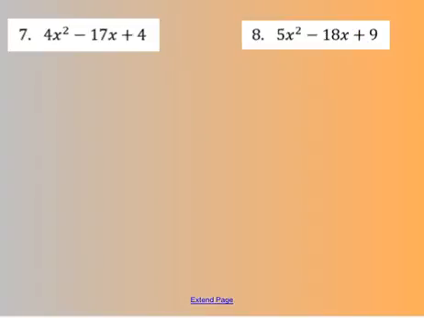What do we got here? 7. Ooh. 7's iffy. Okay, because I have the 1 and 4 and the 2 and 2. 1 and 4, 2 and 2. Anybody have any ideas? The 2 and 2? Yeah. Because what's 2 times 2? 4. Okay, I got to get to negative 17.